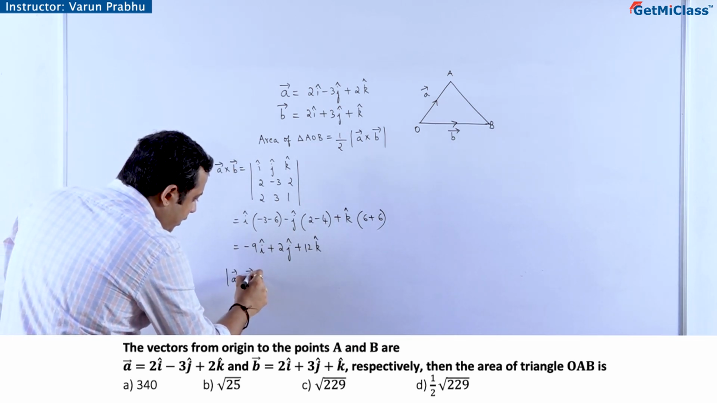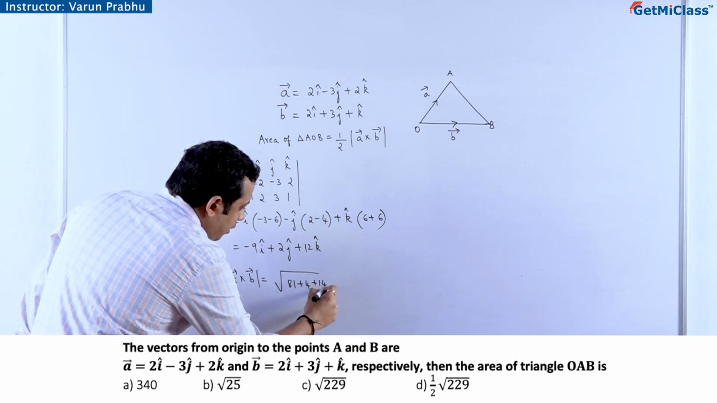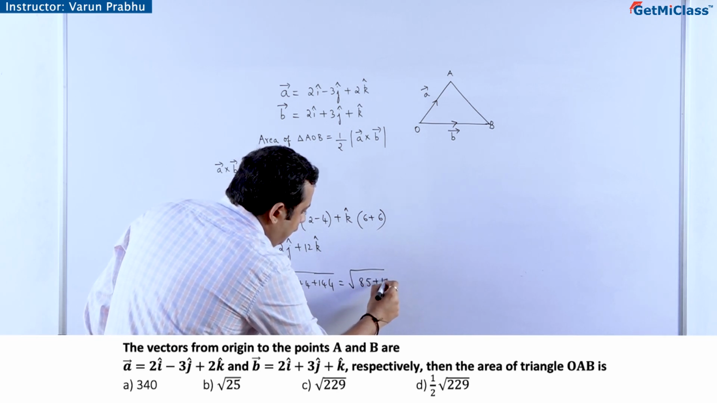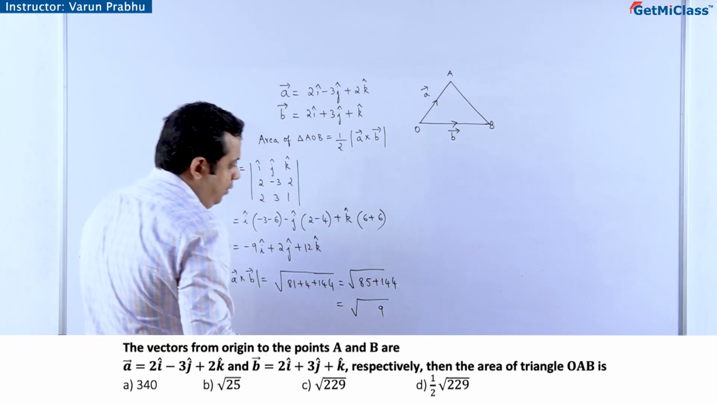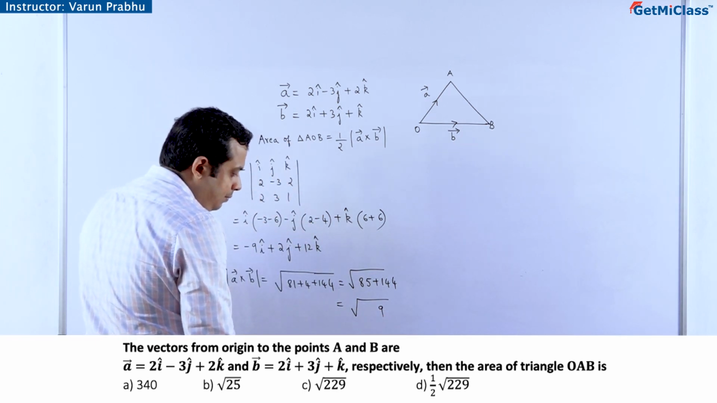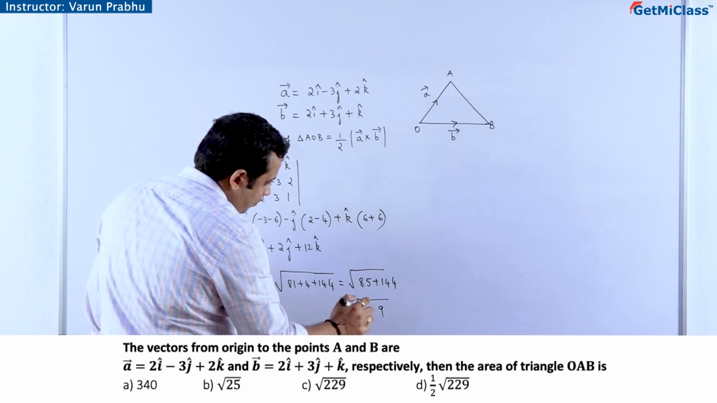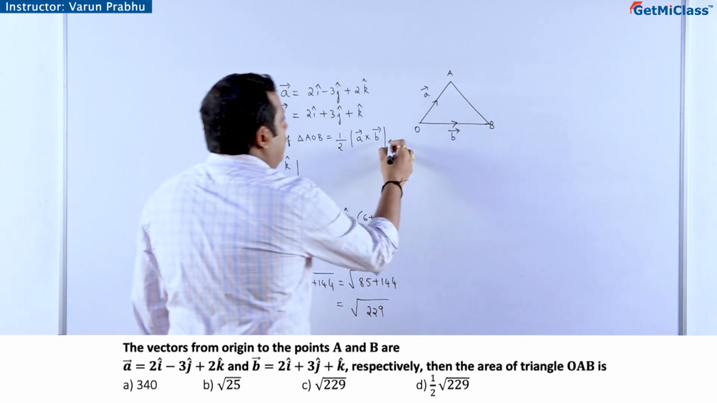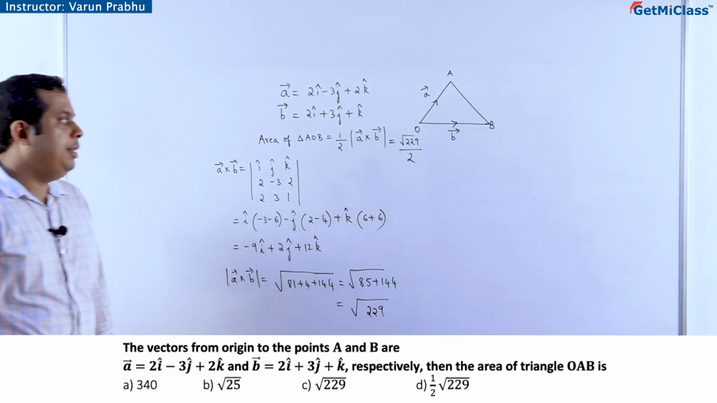What do you get when you calculate the magnitude of A cross B? Root of 81 plus 4 plus 144. So what is this answer that we get? Root of 85 plus 144, so 229. So what is this answer that we get? Root 229 divided by 2 will be the answer to the question.